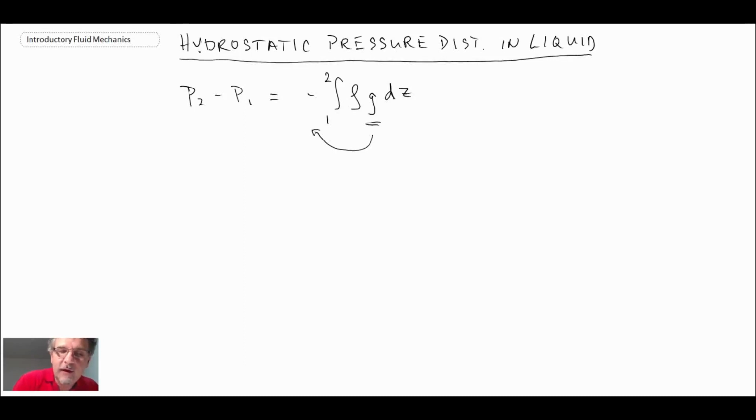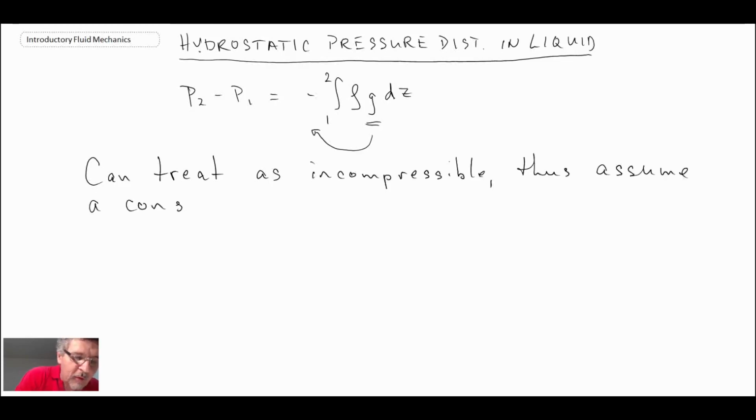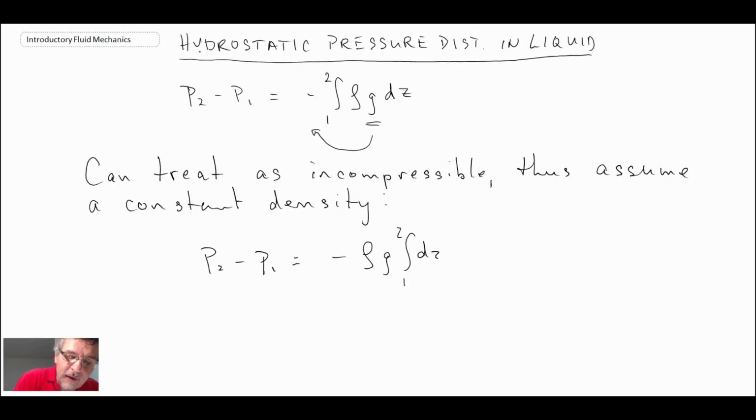Now with a liquid, density is usually more or less constant, incompressible. So what we'll do is we will pull density out as well. When we're dealing with a liquid, we can treat the liquid as being incompressible, and with that, we assume a constant density. What we're left with is P2 minus P1 is equal to minus rho g integral from 1 to 2 dz. That then simplifies down to z2 minus z1. So that becomes the equation.